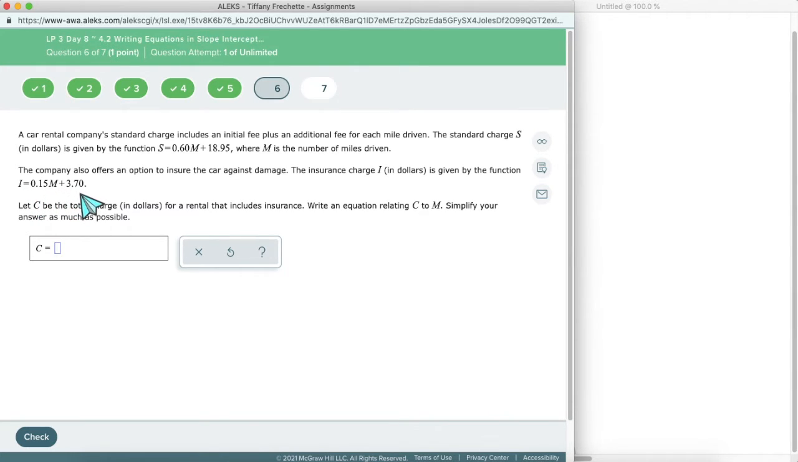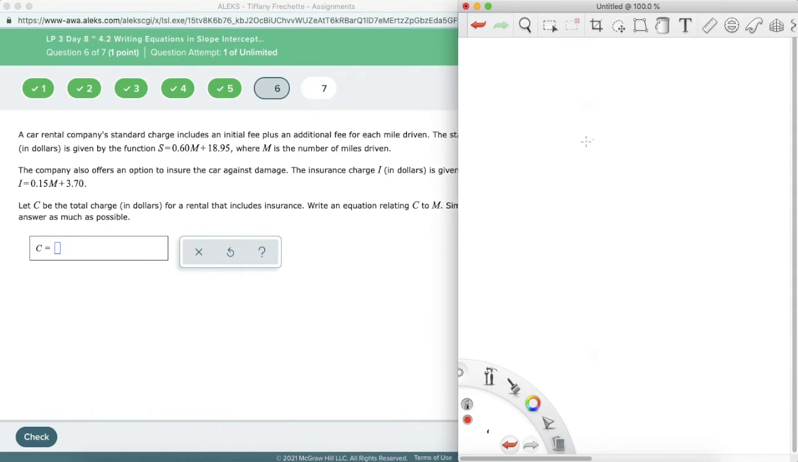So we're going to let C be the total charge for the rental that includes insurance. Write an equation relating C to M. Simplify your answer as much as possible. Sorry, I think I said identify. I'm being silly. So we have the standard charge and we have the insurance, right? We want to add both of those together to get the C, the total charge.